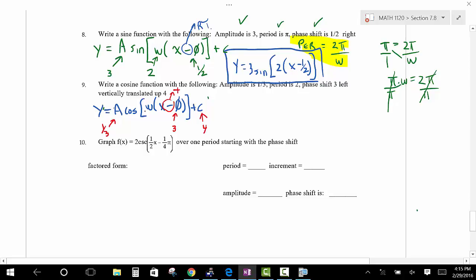Now, if you want to find omega, what do you use? You use the formula, period equals 2 pi over omega, and then you solve that for omega. So I said in this problem the period is 2, so we're going to solve the equation 2 for the period equals 2 pi over omega. Put that over 1, cross multiply. So that's going to give 2 omega is equal to 2 pi. So what's omega?